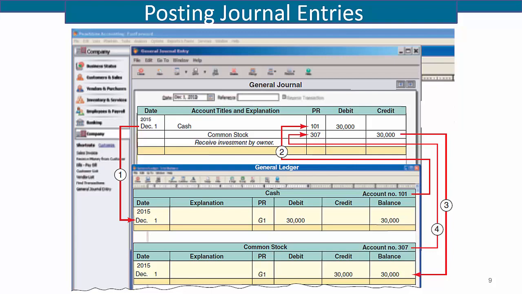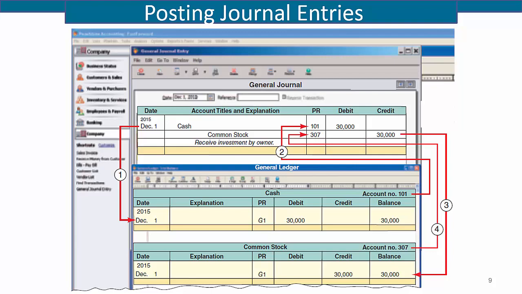There are 4 steps in the posting process. First, start with the first entry in the journal. Identify the first debit account in the journal entry. Find the same account in the ledger. Transfer the journal date, December 1st, to the ledger. Place the debit amount of $30,000 in the debit column in the ledger.